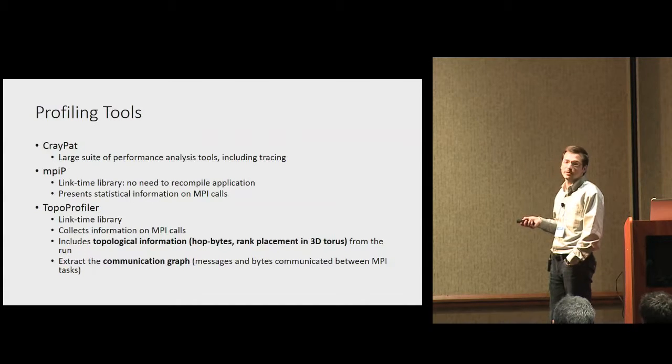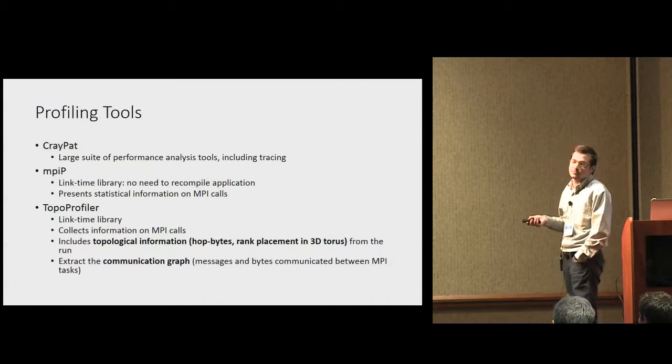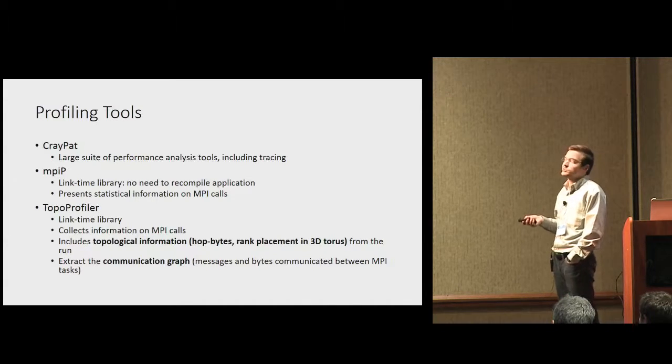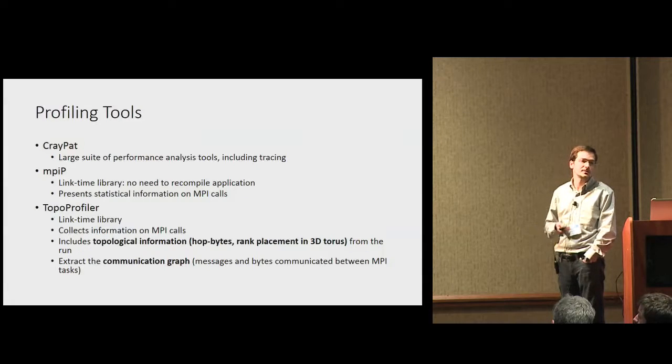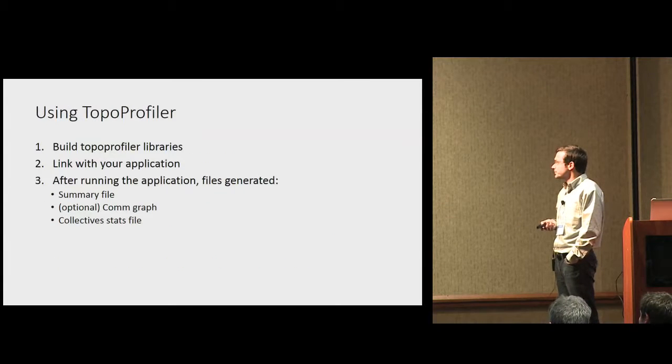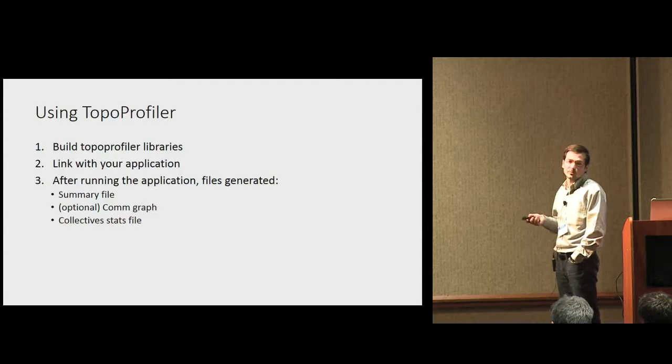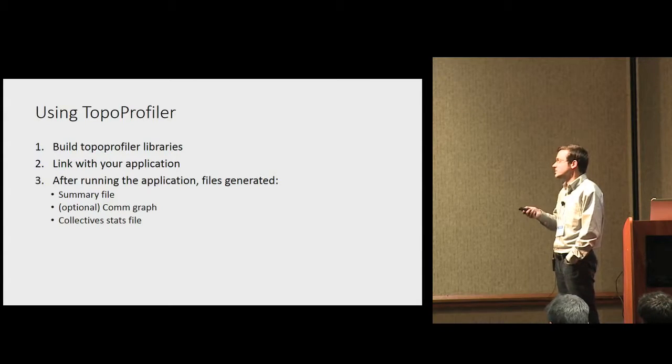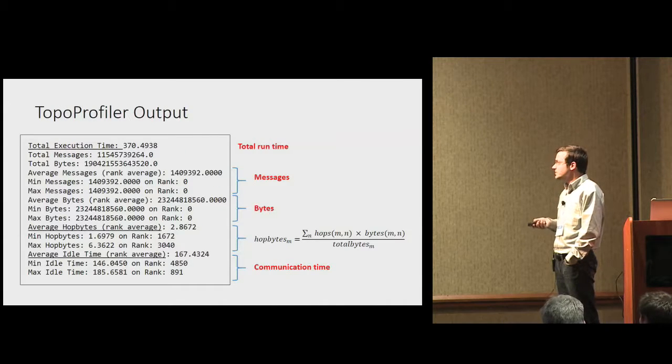It's also a link time library, so just link it with your application. Basically what we wanted was more topological information, so we wanted to see the actual hop bytes between tasks and the ability to extract the communication graph. So using the Topo Profiler is just a matter of building the library, linking it with your application, then you get some output files after the application runs. So this is the output you get.